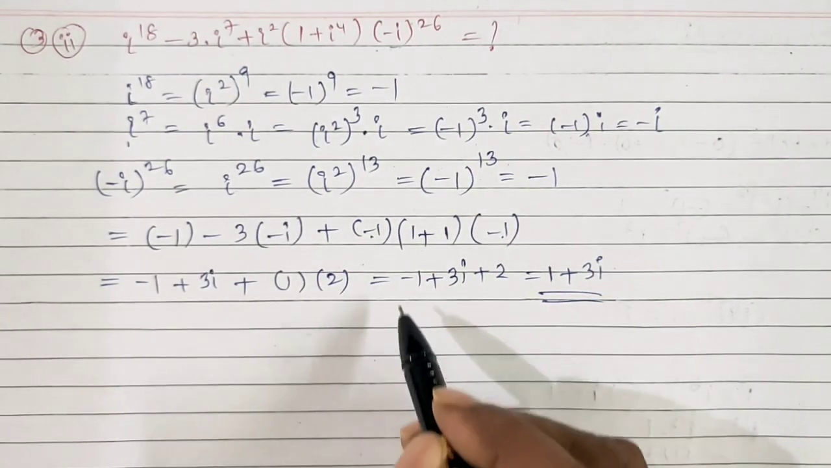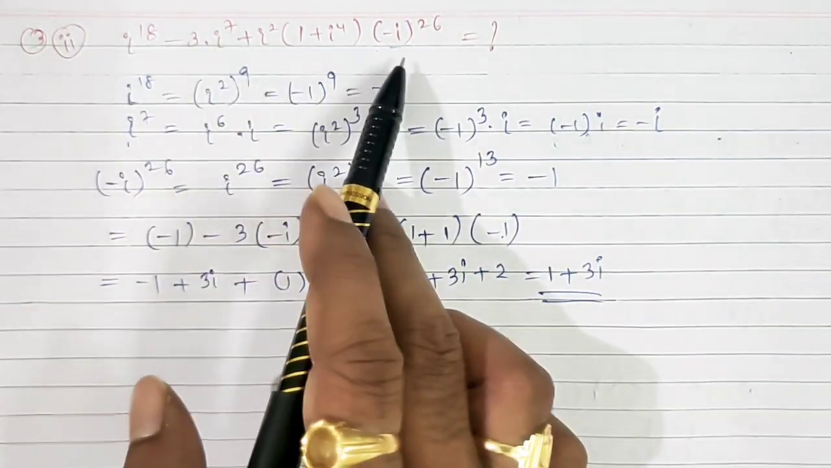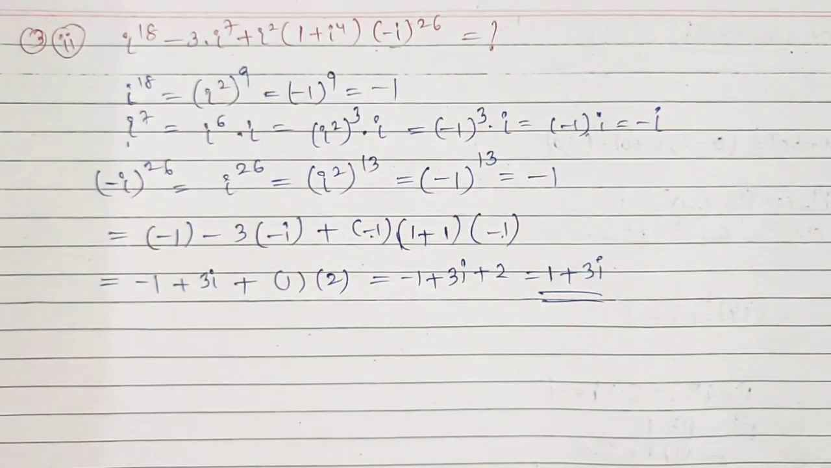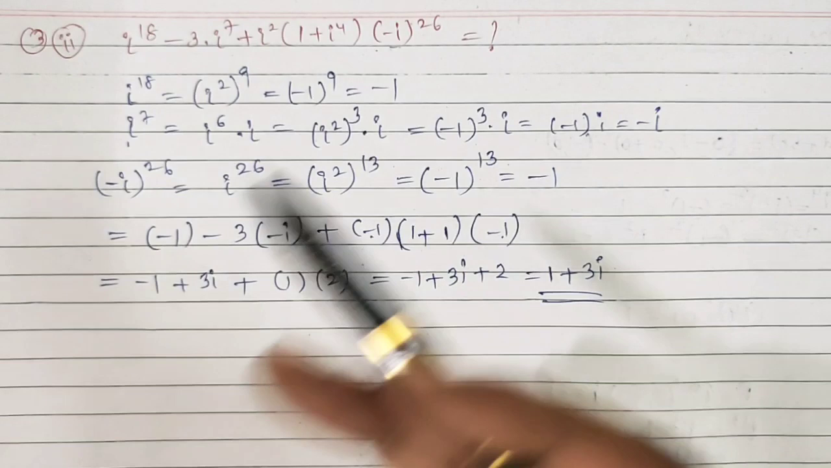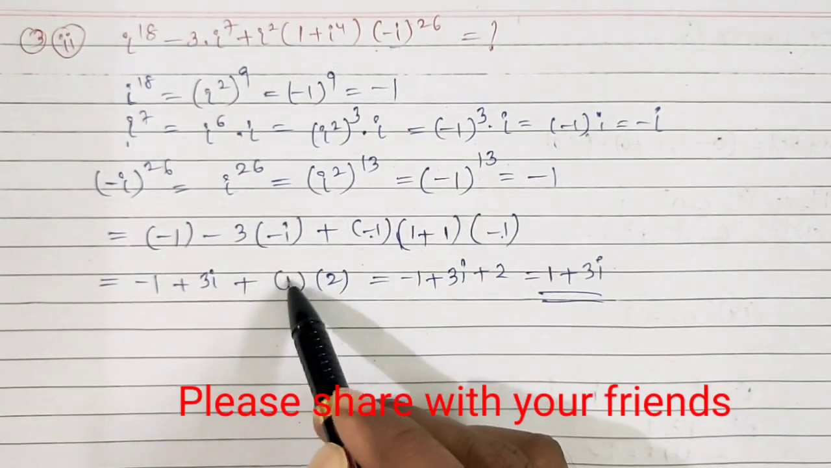Okay, clear, very simple. Just look at the given complex numbers, simplify them individually, then substitute in the given expression, and then we can solve these types of problems easily in this way.